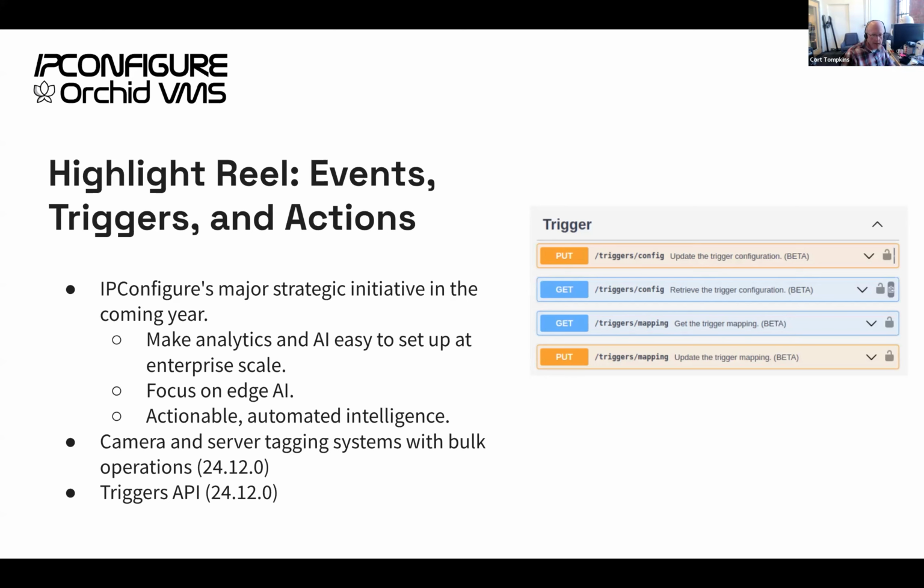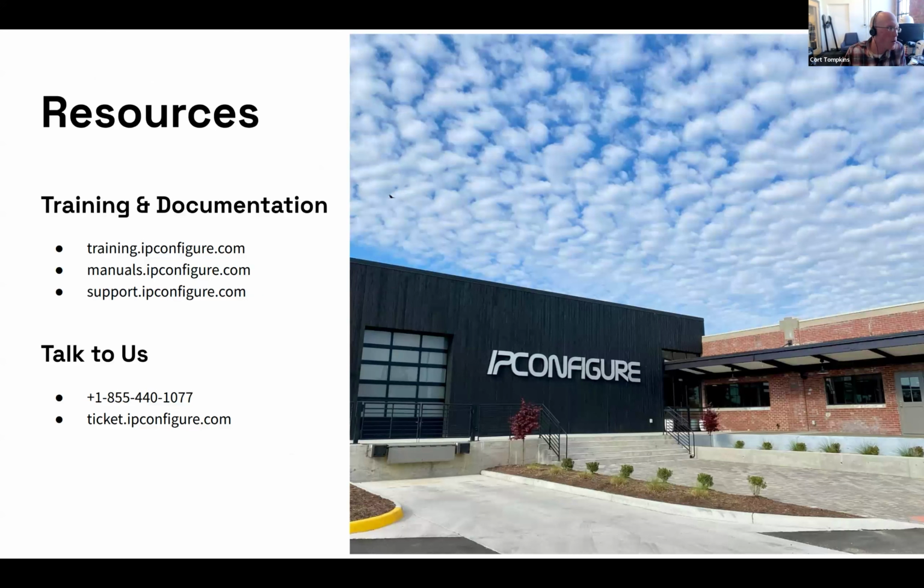So supporting that, we've had a camera and server tagging system with bulk operations that we're continuing to build on top of. Also a triggers API that showed up in 24.12, and certainly more to come on that. All right, so that is everything new in 25.3 and then some, as we've talked about.